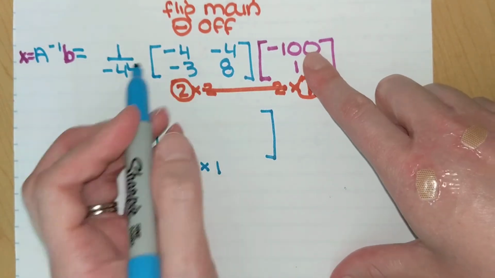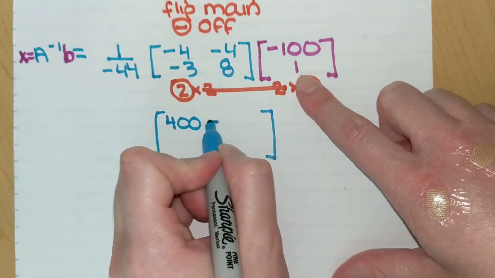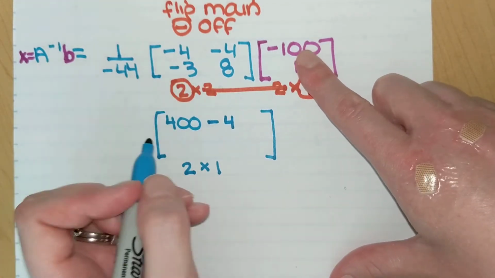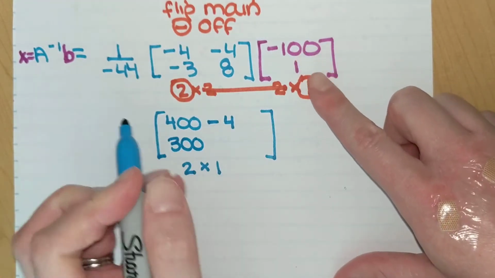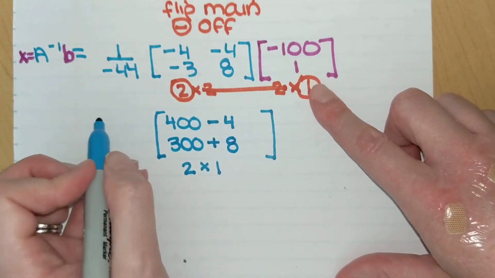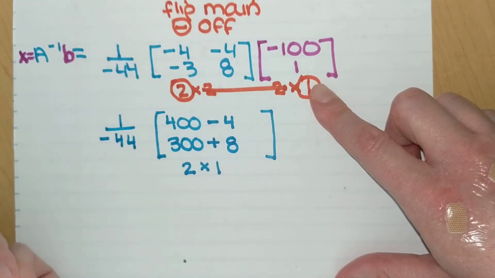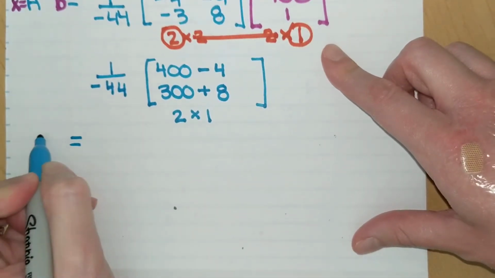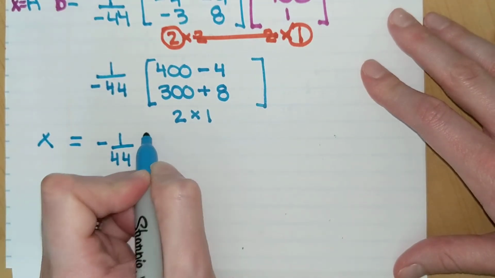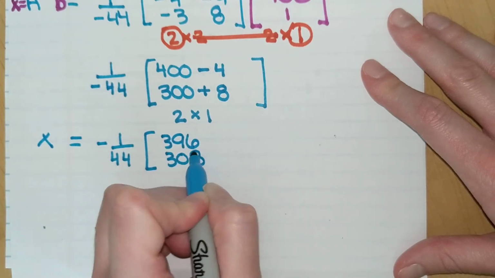You'll take negative 4 times negative 100 to get 400, and then negative 4 times 1 to get negative 4. For the second row, you'll have negative 3 times negative 100, so 300, and then added to 8. All right, that is still multiplied by the scalar multiple, negative 44 in the denominator. So again, this is going to give you your solution. So you have negative 1 over 44, and then 396, 308.